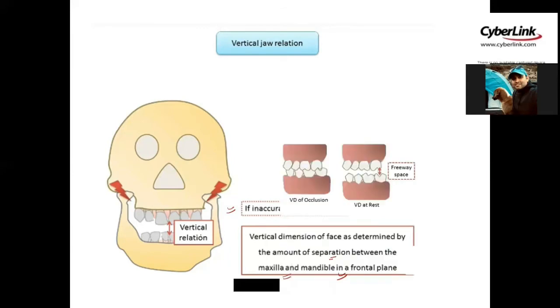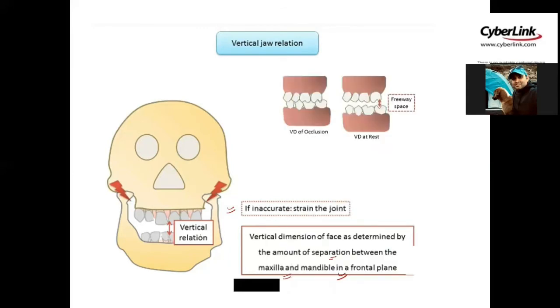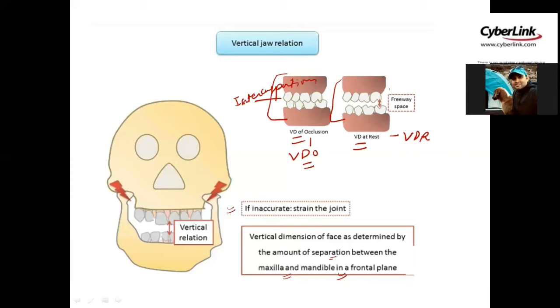Right? So there are two basic things in vertical jaw relation: vertical dimension at rest, which we call as VDR, and vertical dimension at occlusion. So you can see in both the pictures, there is here maximum intercuspation, and here is separation. So let us discuss them one by one.